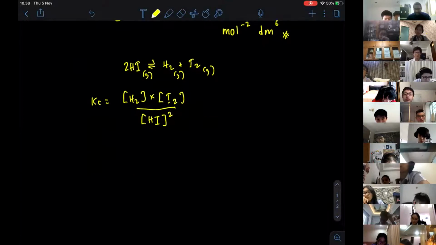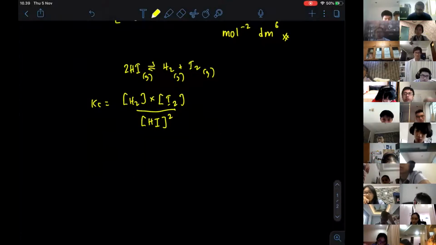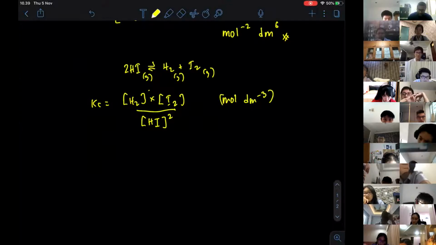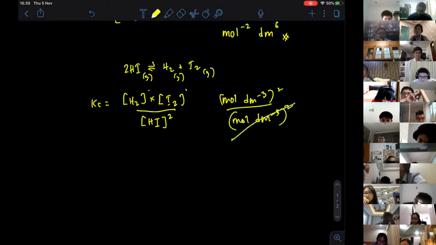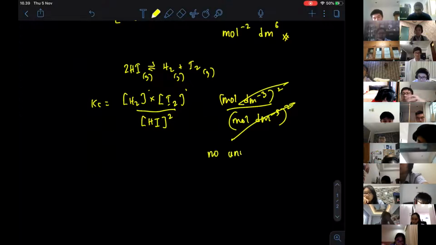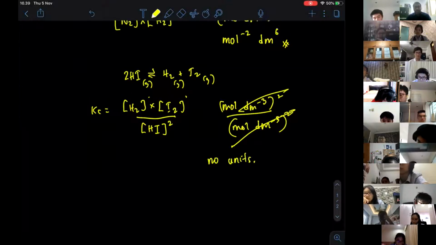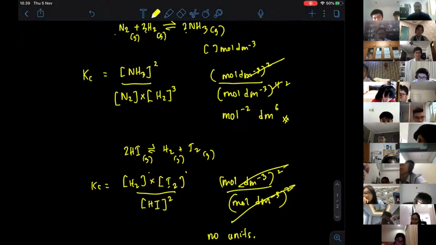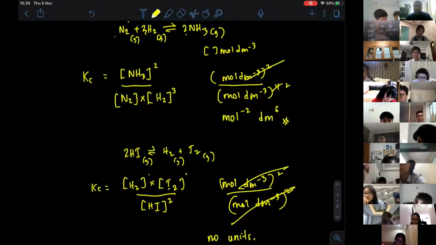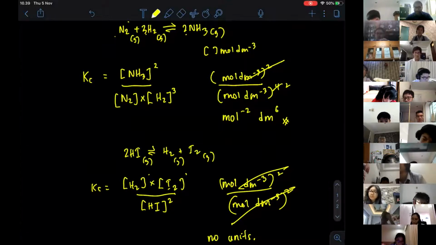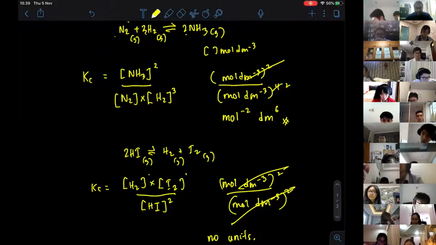If I want to calculate the unit for this one, it is going to be mole per dm cubed, 1 and 1, so 2, divided by mole per dm cubed to the power of 2. They cancel, so this one has no unit. So you can see that Kc, the equilibrium constant, can have different units. It can also have no units.